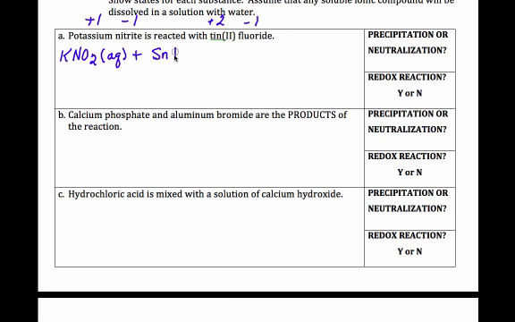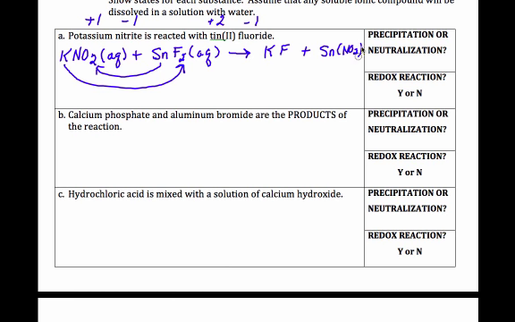So I've got tin 2 fluoride. Now remember, we have to have a driving force for a chemical reaction to occur. So let's see what that driving force is. I've got to put my positive with the opposing negative and cations with the opposite anion. So follow your formula writing rules. I'll get KF and Sn(NO2)2. All right. Now, the question is, which one of these is our driving force?